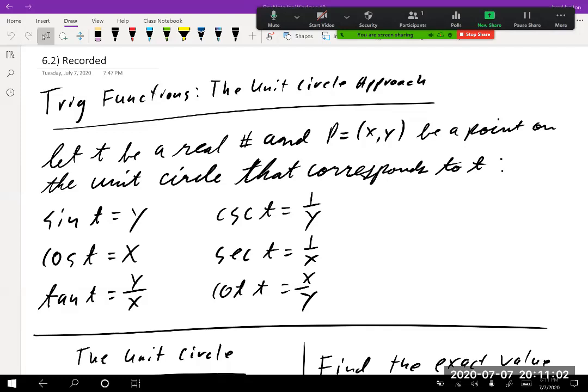It says, let t be a real number and let P equal (x, y) be a point on the unit circle that corresponds to t. So the sine of t corresponds to the y value of that point P, the cosine of t corresponds to x, the tangent of t corresponds to the ratio y over x, the cosecant is 1 over y, which is the reciprocal of sine, the secant is 1 over x, which is the reciprocal of cosine, and the cotangent of t is x over y, which is the reciprocal of tangent. I really want you to see the connection between these.